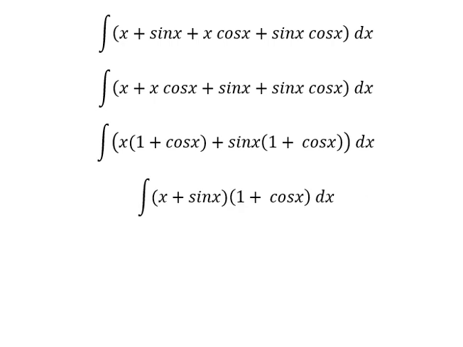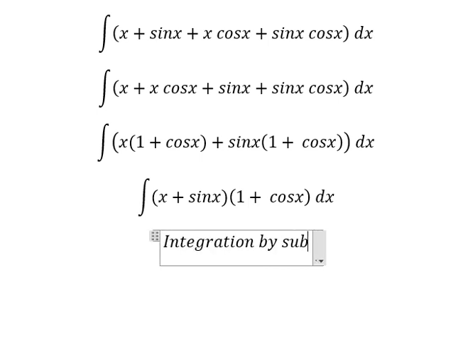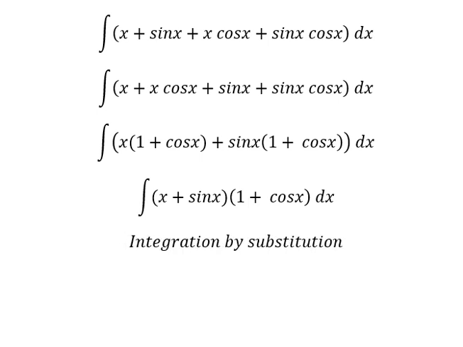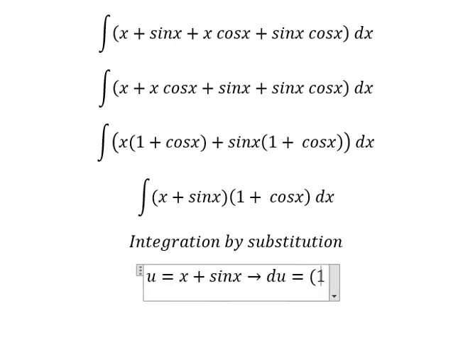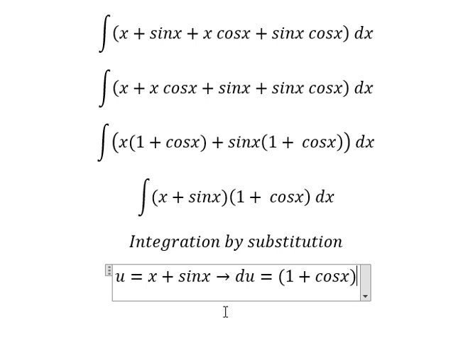Now, we can use integration by substitution. So I will put u equal to s plus sine x. Later, we need to first take the derivative of both sides, and we have 1 plus cosine x dx.